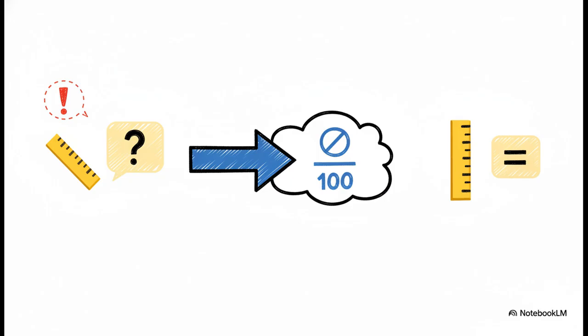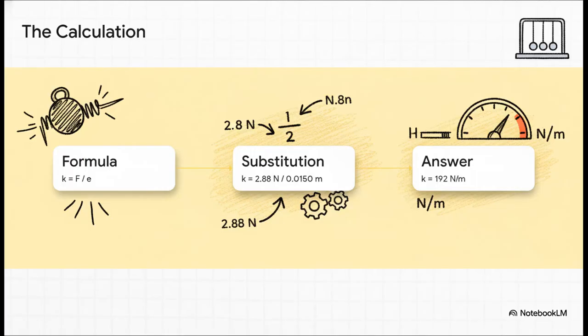Now listen up, because this is so important. This is the classic trap where people lose easy marks, the units. The force is given in newtons, which is great. That's the standard unit. But the extension is in centimeters. For our formula to work properly, it has to be in meters. So we've got to divide 1.50 by 100 to get 0.0150 meters. Don't forget this step.